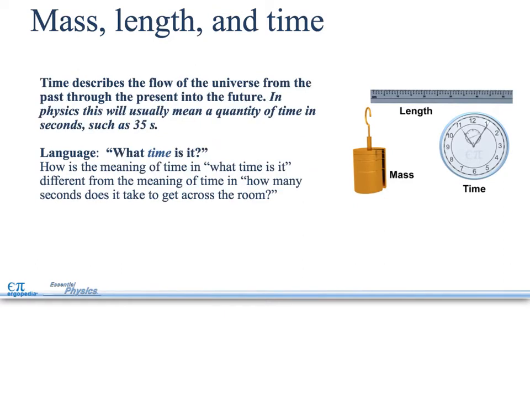And time describes the flow of the universe from past through the present into the future. In physics, this will usually mean a quantity of time in seconds, such as 35 seconds. Our base unit for time is going to be seconds, but there are going to be times when we can use other units, and I'll explain those along the way as we go. What time is it? How is the meaning of time in "what time is it" different from the meaning of time in "how many seconds does it take to get across the room?" So these are 2 different interpretations of time, and we need to make sure that we stay with the scientific term for this.